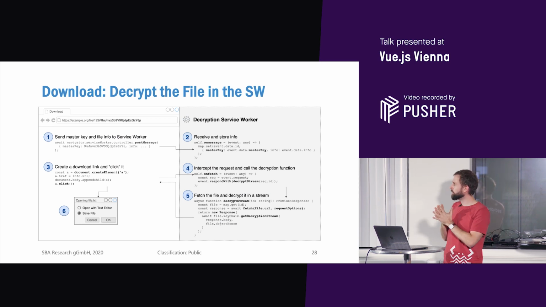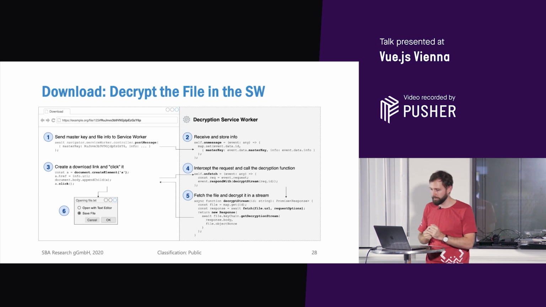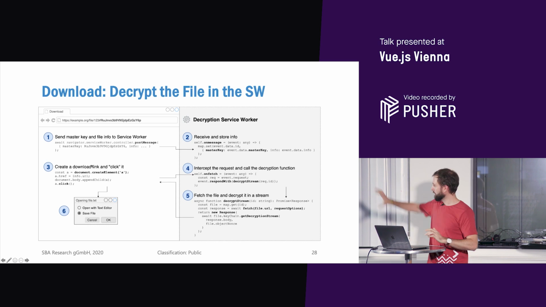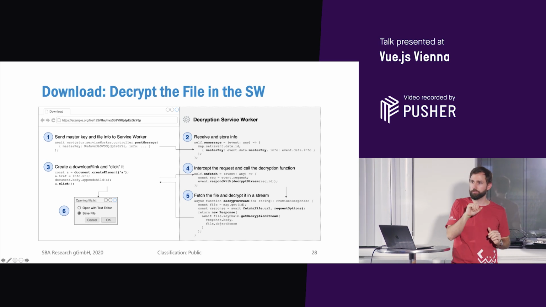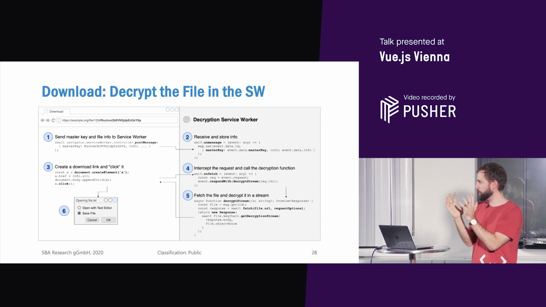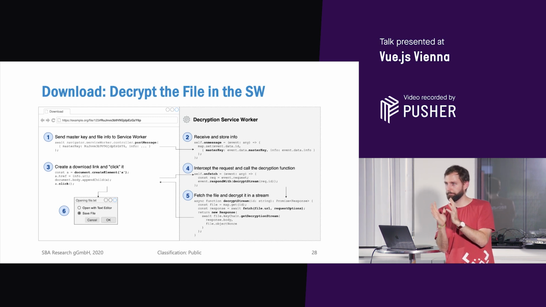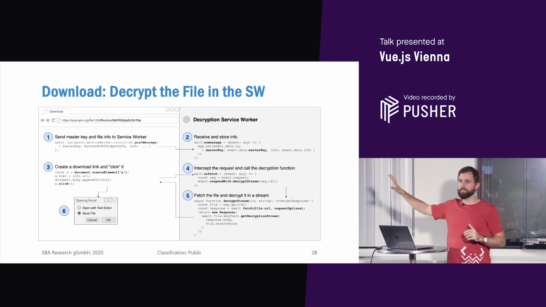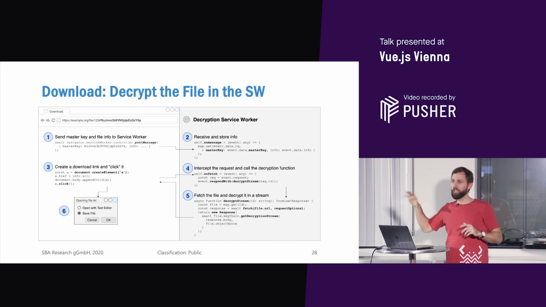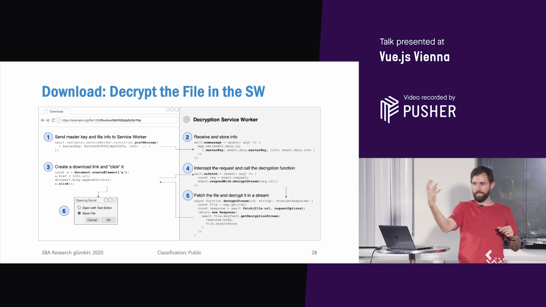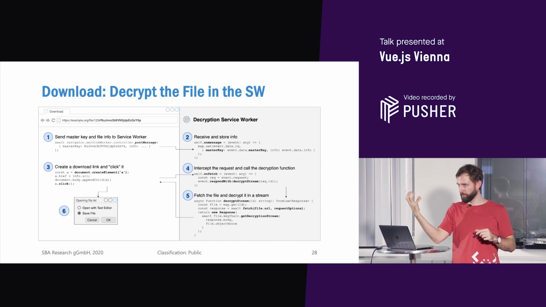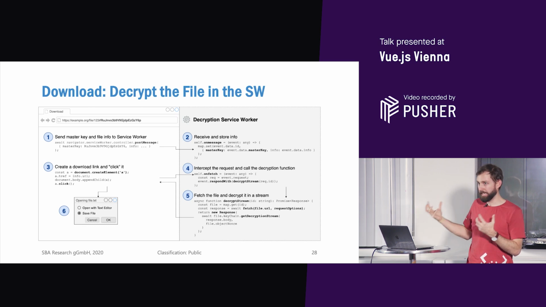Okay, now let's have a look at how the download is going to work. I hope this is big enough for everybody in the last row as well. Here on the right-hand side, the right half of the screen is the service worker. So this is where our decryption is going to happen. As the service worker does not have any access to the DOM, we need to give the service worker the key to the file, which it's going to use to decrypt, in some other way.